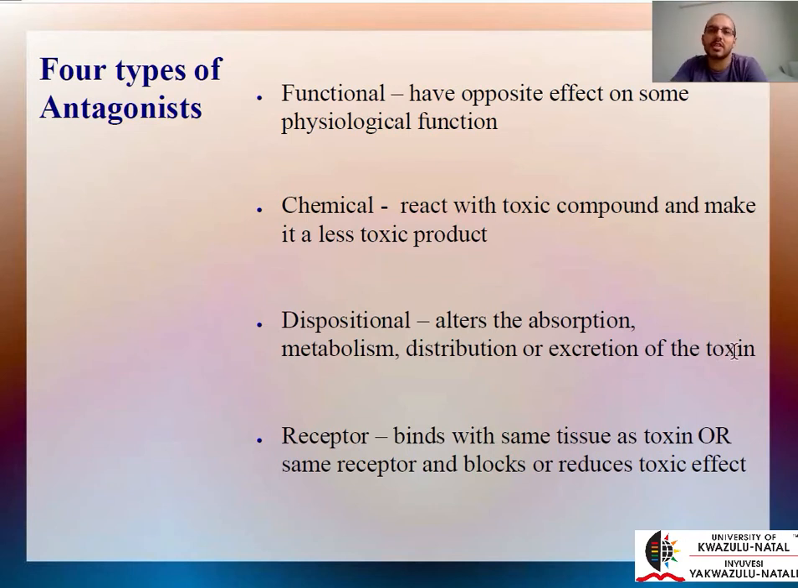So this is essentially reducing the surface area for contact, if you want to be really technical about it. But essentially in an organism, it's altering the ability of that toxin to actually be absorbed into your tissue and cause an adverse effect. And then you get receptor antagonists, which bind with your tissue, and that essentially deprives the toxin from binding to your tissue and causing an adverse effect. So it blocks the toxin, or it reduces its effect.